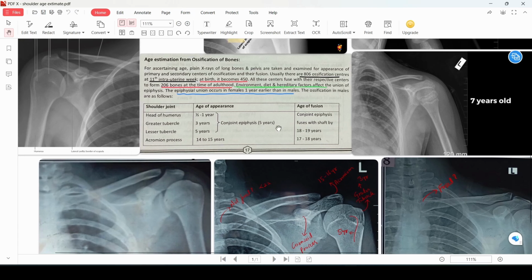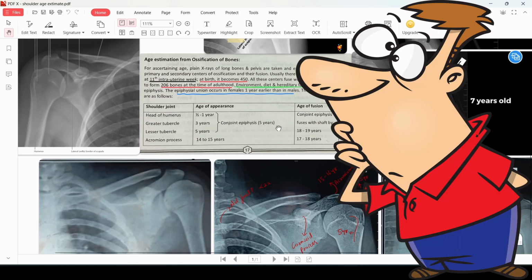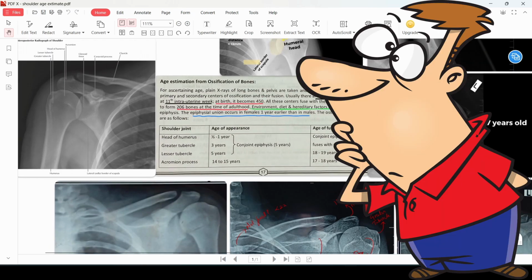Now you might have a doubt: if you have studied this, why are the bones fusing randomly? Why not all the bones get ossified before birth, or maybe just after birth, why not within 1 year of age everything should be ossified? These are general doubts you might have.